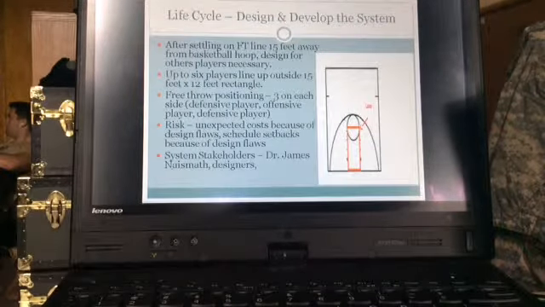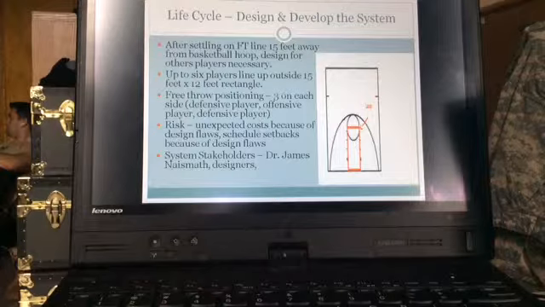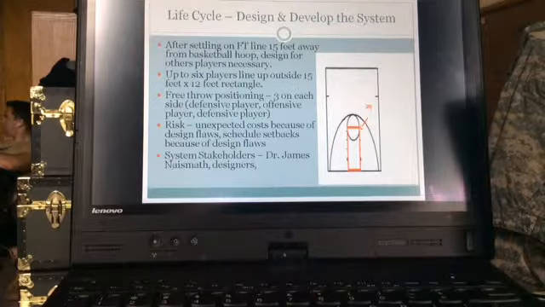Third step of the life cycle has to do with design and developing the system. So after settling on the free throw line being 15 feet away from the basketball hoop, Dr. James Naismith had to come up with a free throw lane, which would be 12 feet in width and 15 feet in length.